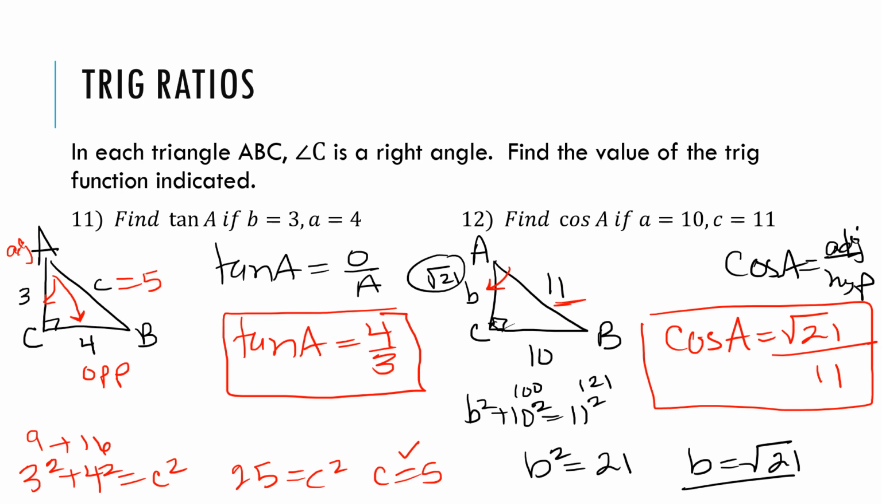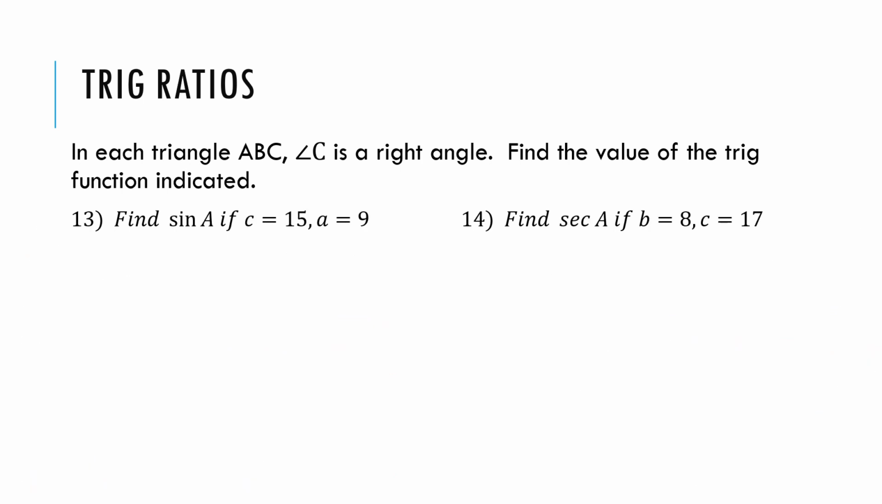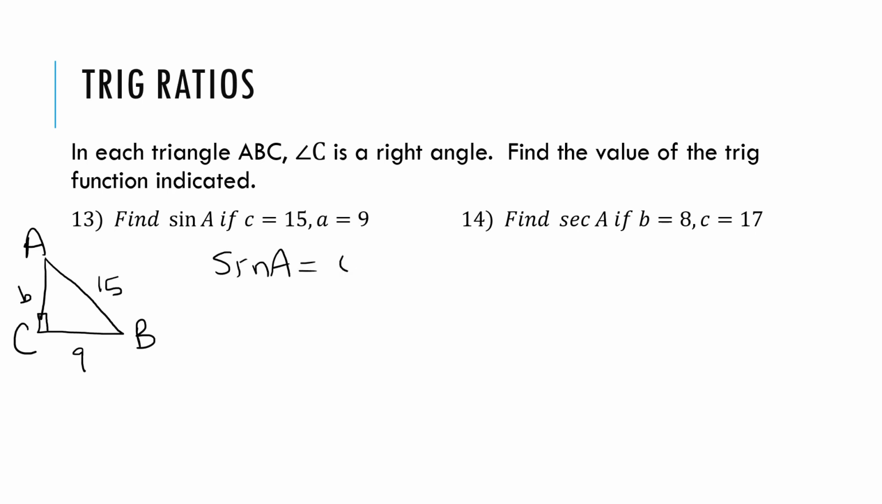Good job. A couple more of these, and then we'll move on to a little bit different way of solving them. Find sine of angle A if C is 15 and A is 9. Angle C, so side C is 15. Angle A is at the top, so side A is at the bottom. Angle B I don't know, so side B I don't know, so I'll put a little b there. Again, we're looking for sine of angle A.